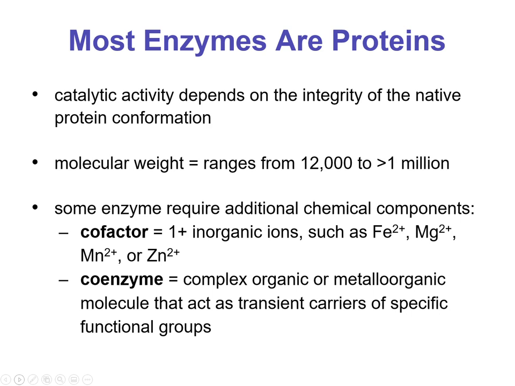The characteristics of enzymes vary quite drastically. Molecular weight can be small to really huge. Some enzymes, most enzymes really, require additional chemical components like a cofactor or a coenzyme. We're going to give some examples of both of these, but with a cofactor, we're talking about inorganic ions, metals. Coenzymes are more complex organic or metalloorganic molecules that help to carry specific functional groups.